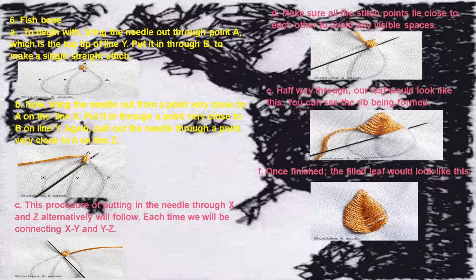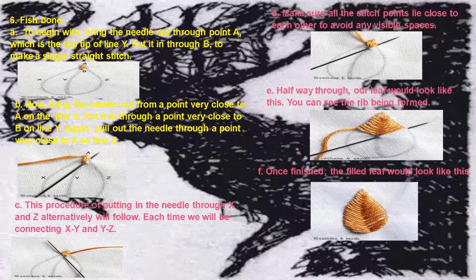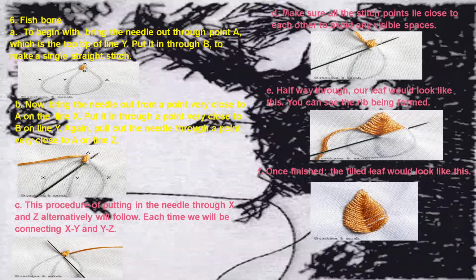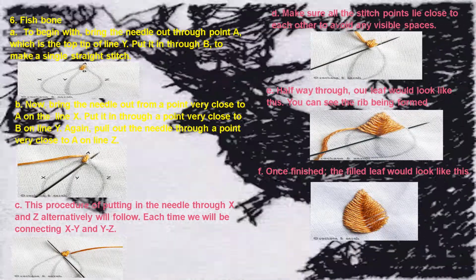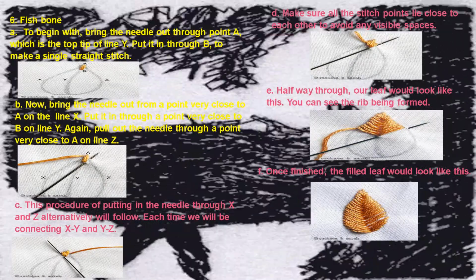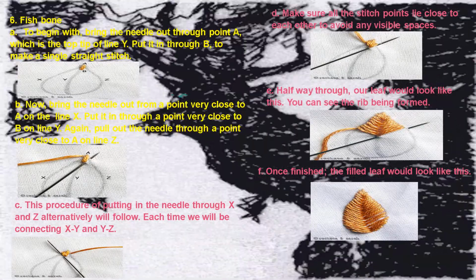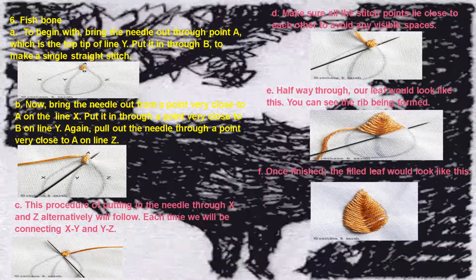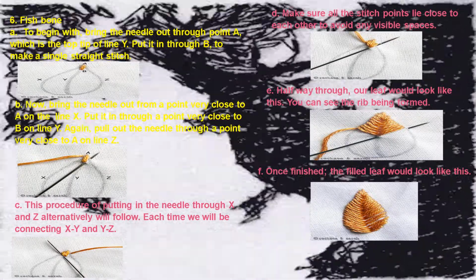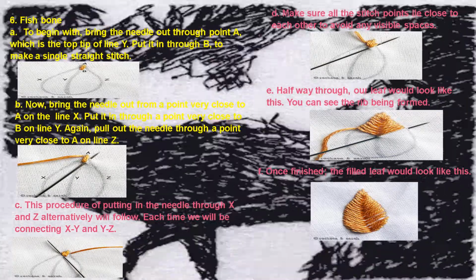Then letter D. Make sure all the stitch points lie close to each other to avoid any visible spaces. Letter E. Halfway through, our leaf would look like this. You can see the rib being formed, as you can see in the picture below. And letter F. Once finished, the filled leaf would look like this, as you can see in the picture below in letter F.